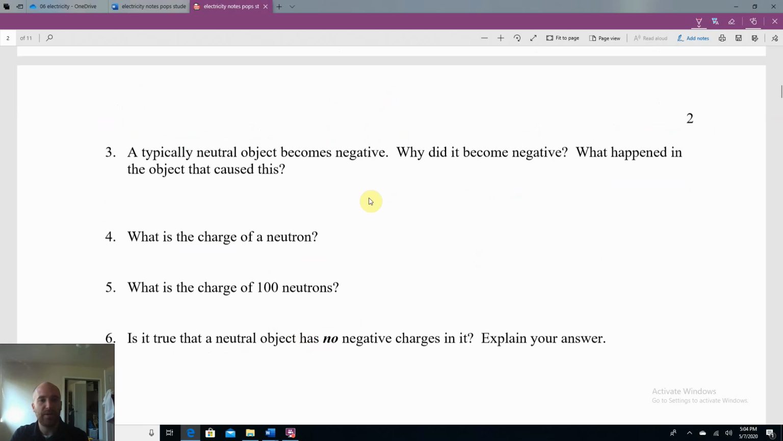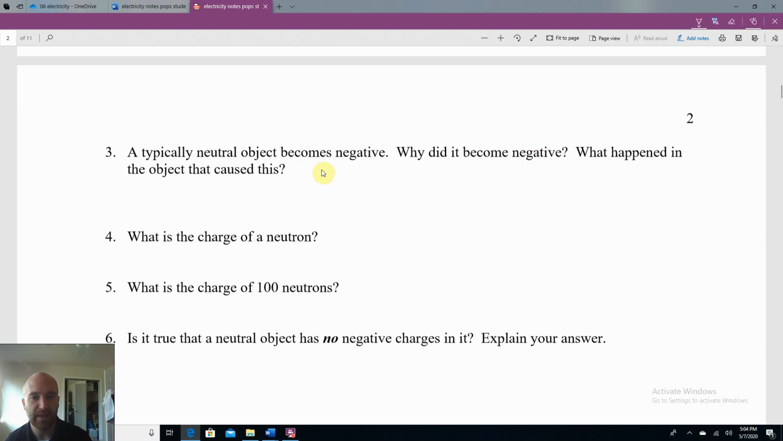Number 3. A typically neutral object becomes negative. Why did it become negative? What happened in the object that caused it? So this is kind of a tricky question here. I'll explain what I mean. Objects become negative because these charged particles move around. The charged particle that moves is always the electron. So it's always the movement of electrons.